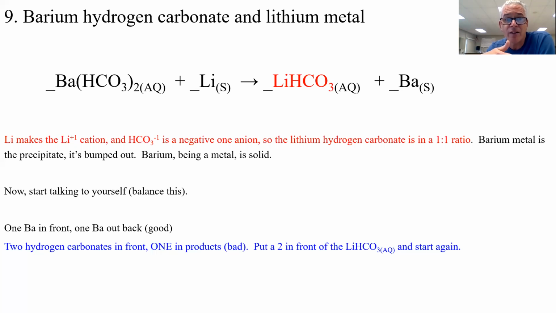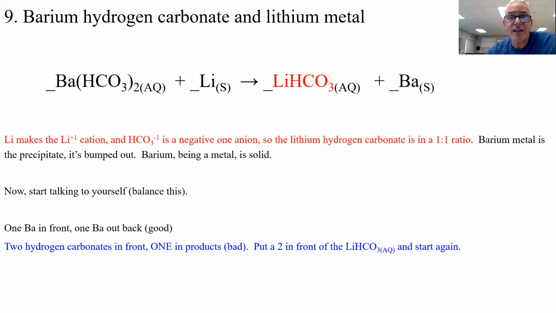So we start in the front. Start saying it with me. I got 1 barium in the front. I got 1 barium in the back. Good. I have 2 hydrogen carbonates on the reactant side, but there's only 1 hydrogen carbonate in the product side. How am I going to fix that? I have to put a 2 in front of the lithium hydrogen carbonate, and then I have to start over again.